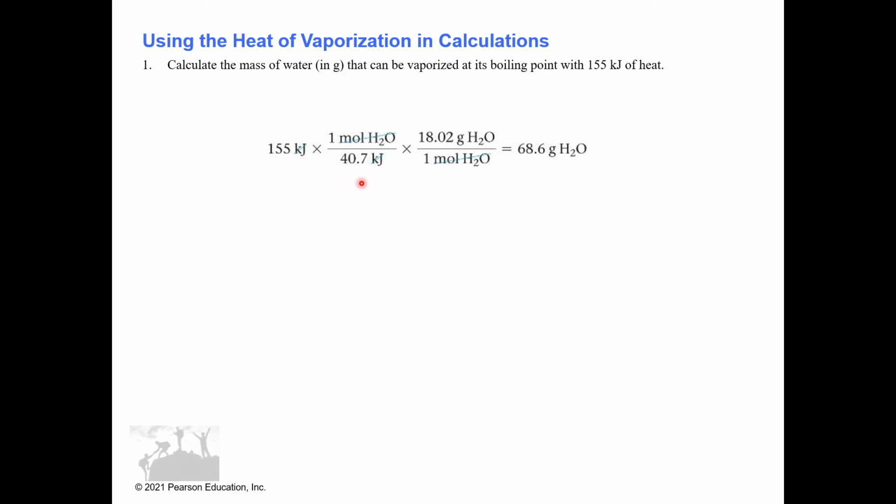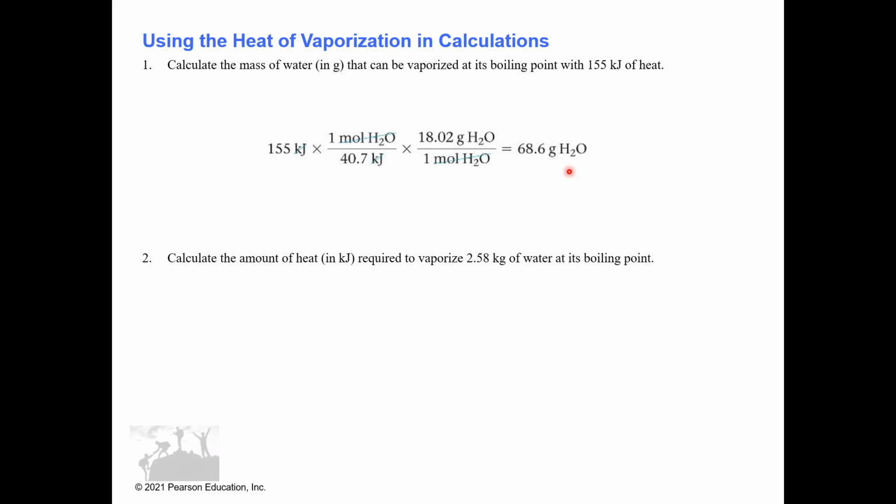So here's our first conversion factor. 1 mole of H2O is going to equal 40.7 kilojoules. This again comes from table 12.7, but specifically, we're going to be looking at the boiling point of water. So that's why we're using this conversion factor. At this point, we have moles of H2O. So now we've got to convert that to grams of H2O using the molar mass of water. And after we multiply and divide everything in our calculator, we get 68.6 grams of H2O. And that's it.